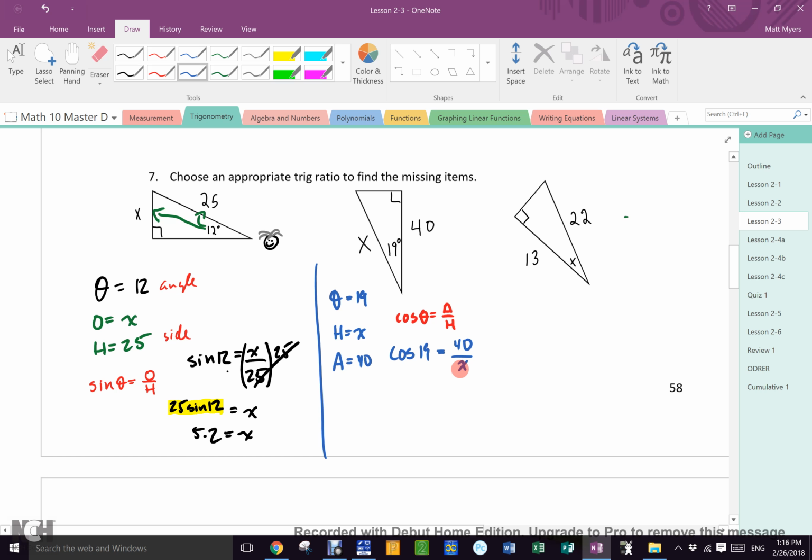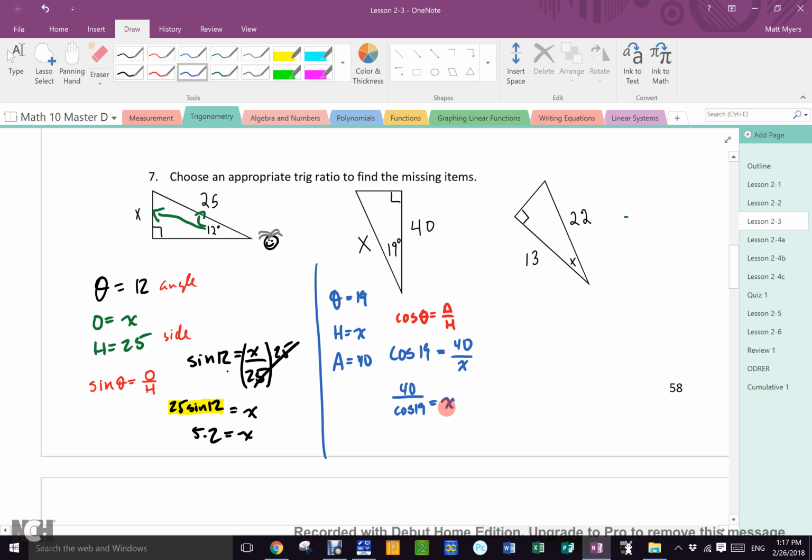If you're bad at algebra, learn what I'm about to show you and memorize it. It's one of two choices. Either know how to do algebra, which is the useful one because algebra is all over the place, or remember that any time you have something equals a fraction and you don't have the denominator, you just switch places. 40 over cos 19 equals x.